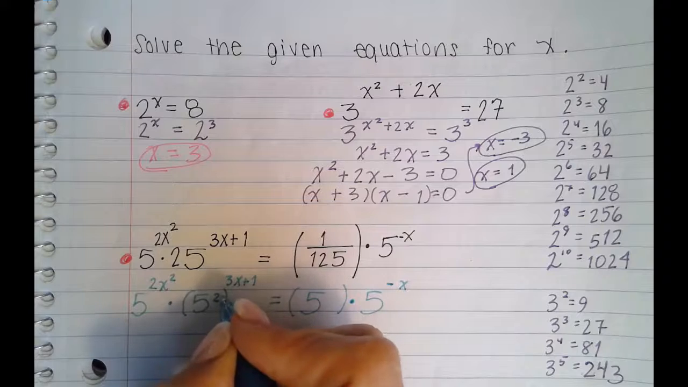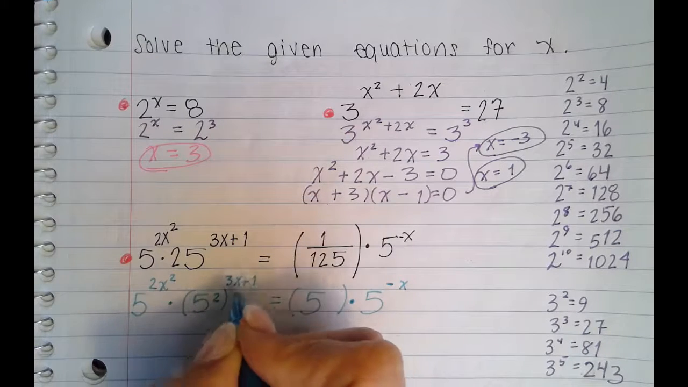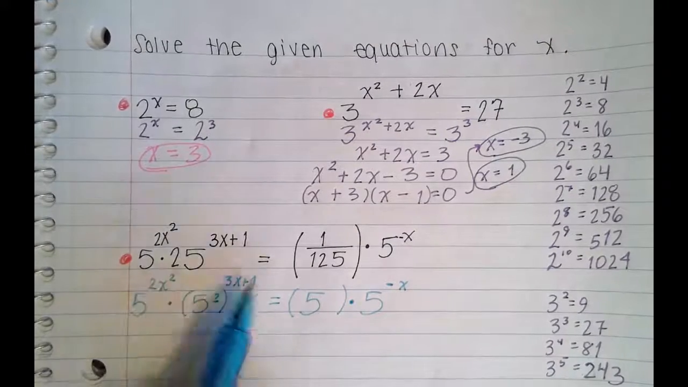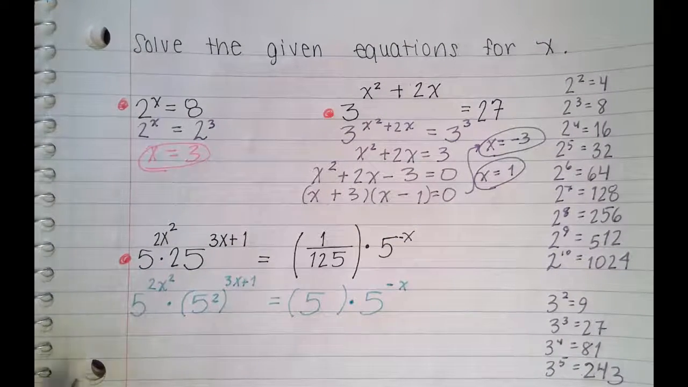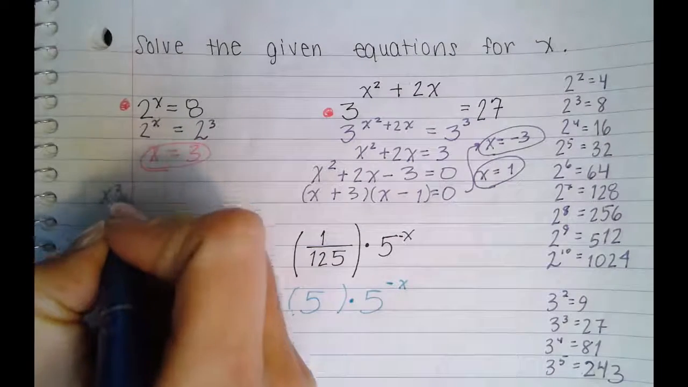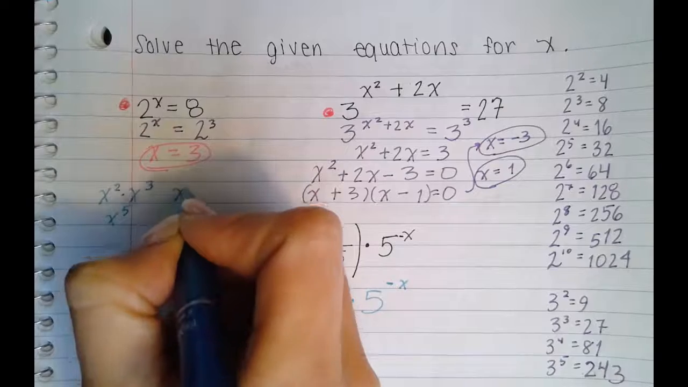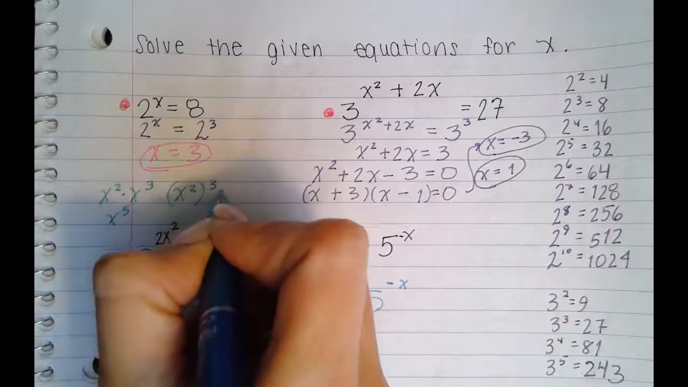Okay? When you raise something to a power and raise a power again, you multiply the exponents. And what do you do when you multiply like bases? You add the exponents. Okay? For example, x squared times x cubed is x to the 5th, versus x squared cubed, which is x to the 6th.